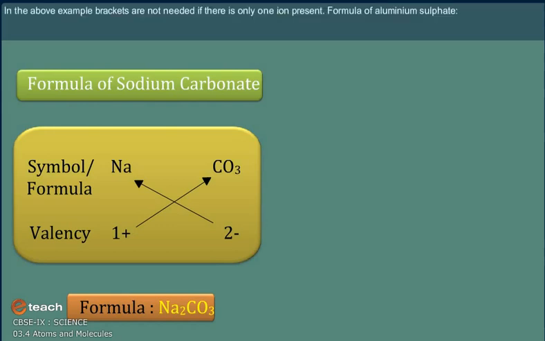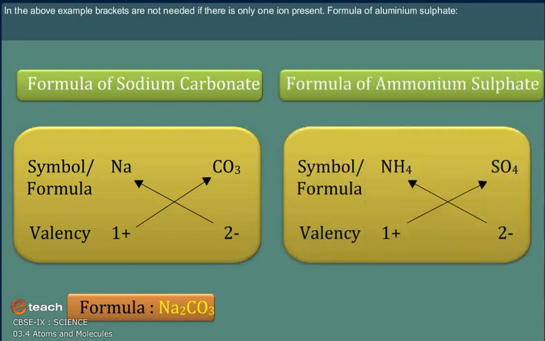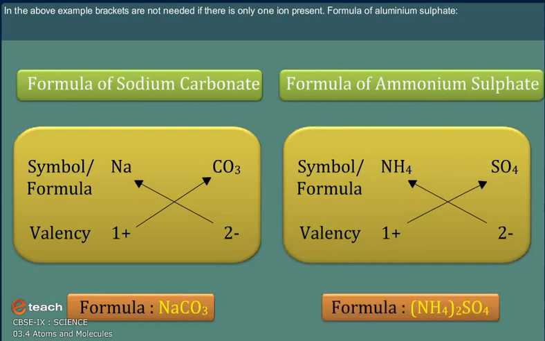In the above examples, brackets are not needed if there is only one ion present. Formula of ammonium sulfate. Formula is (NH4)2SO4, with the bracket enclosing the NH4 ion, which is present twice.